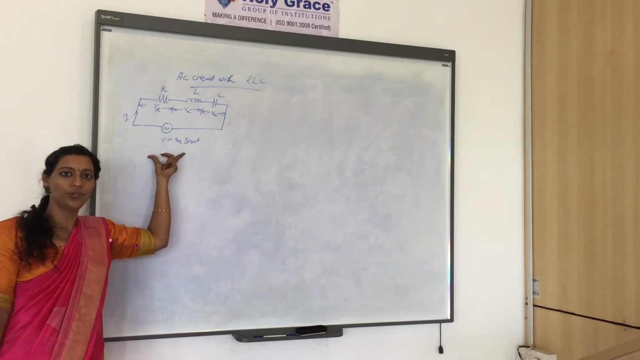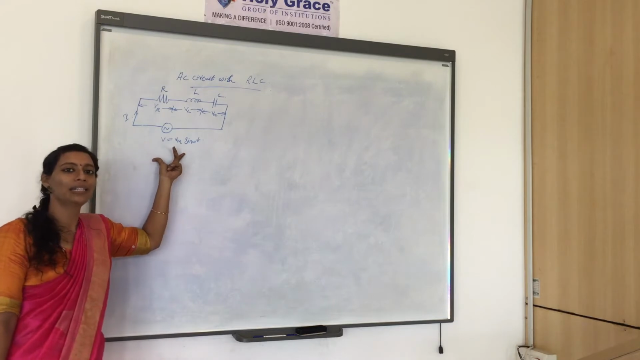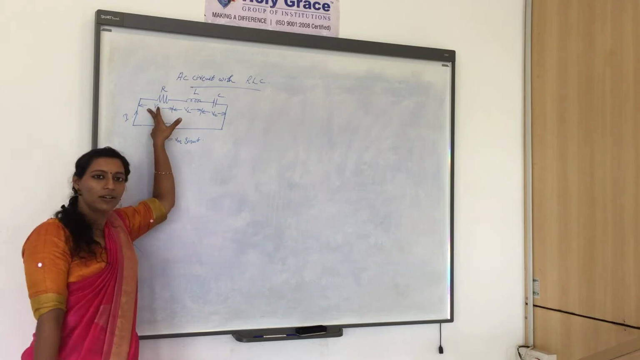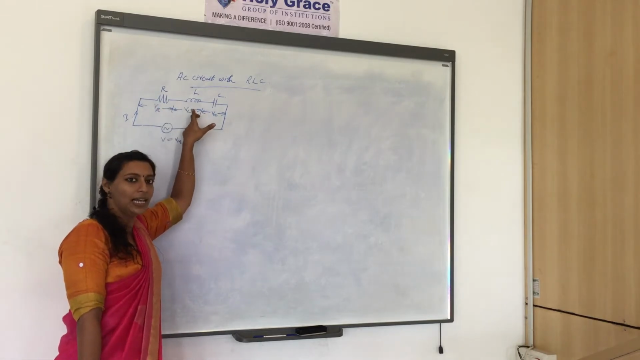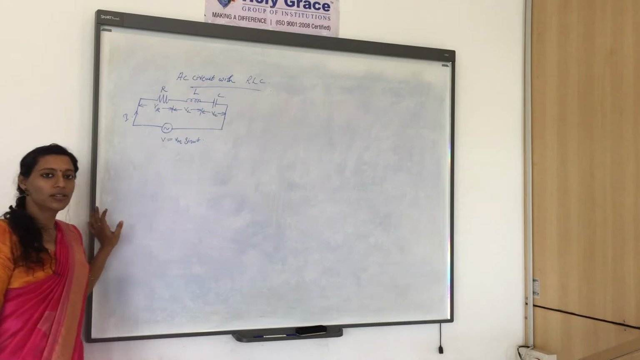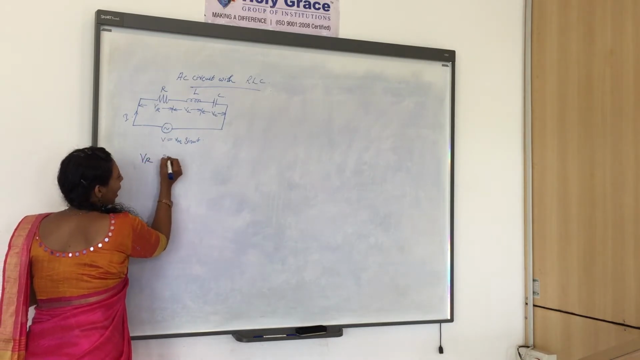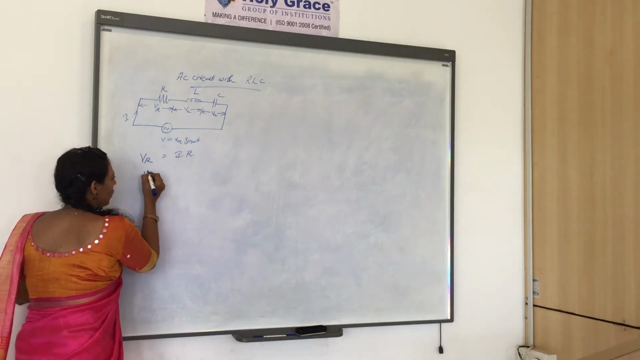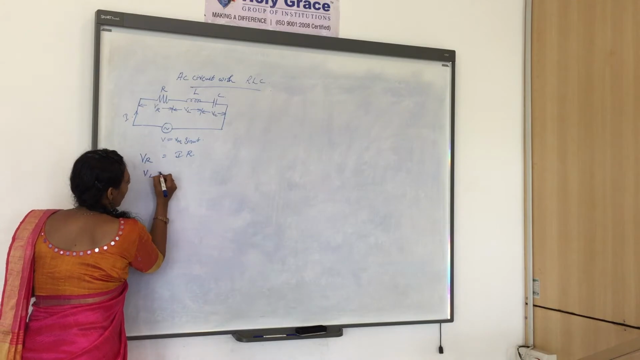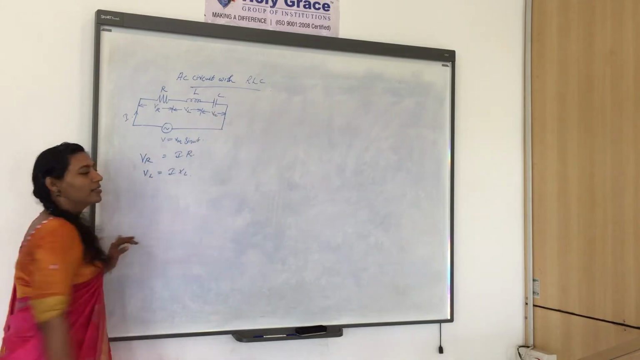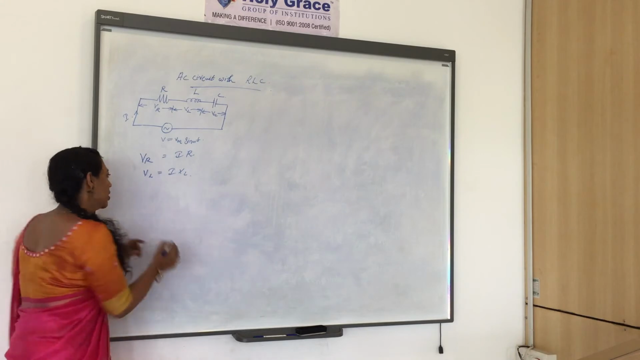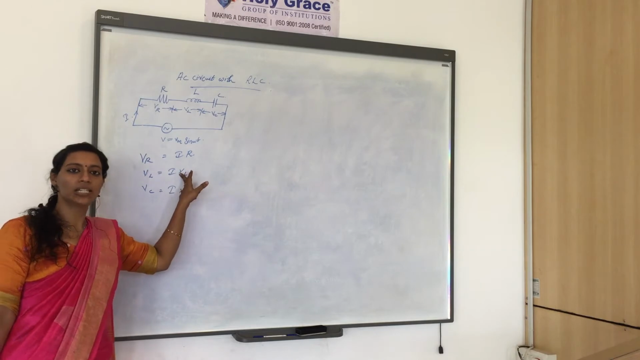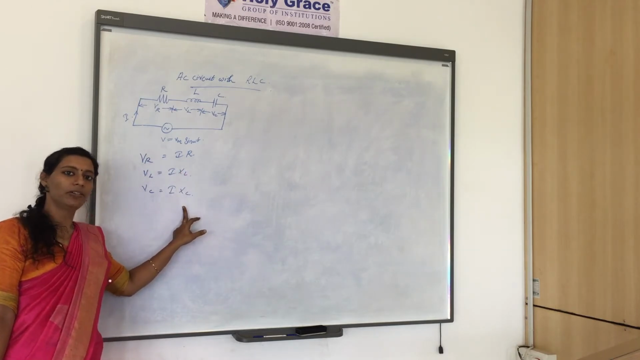The voltage source is V equal to Vm sin omega t, and the supply current is I, with resistance value R, inductance L, and capacitor C. The voltage across the resistor VR is given by I into R. VL is the voltage drop across the inductor, VL equal to I into XL, and VC is the voltage drop across the capacitor, VC equal to I into XC, where XL is the inductive reactance and XC is the capacitive reactance.